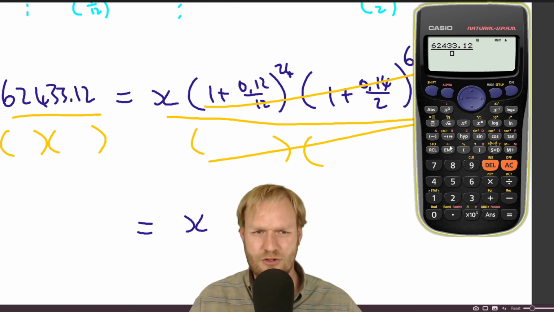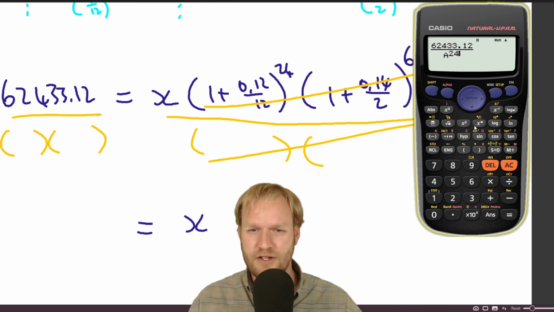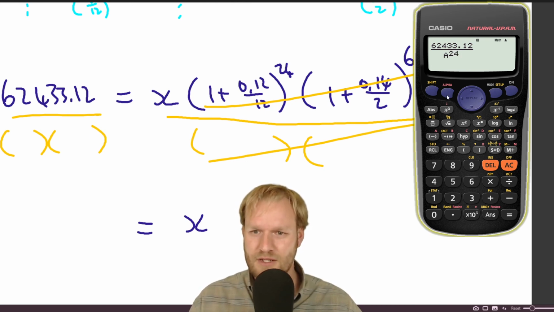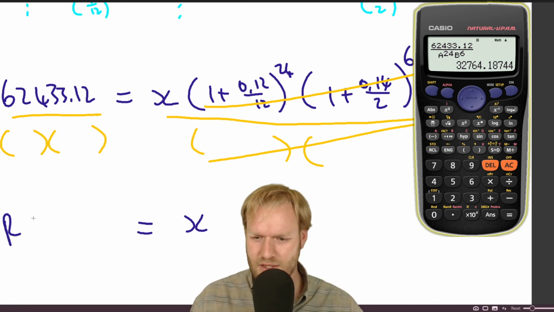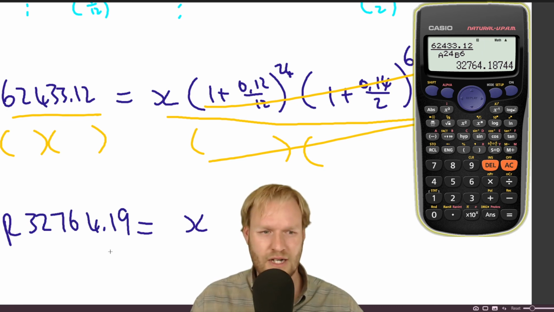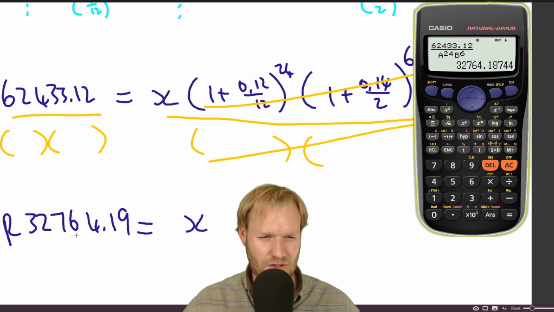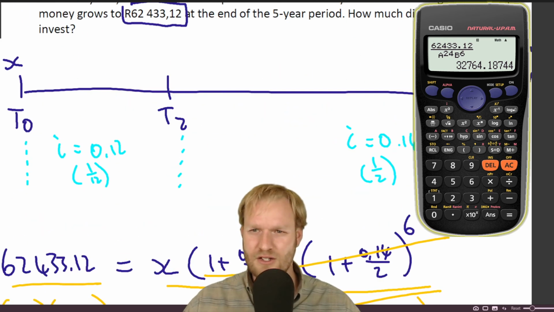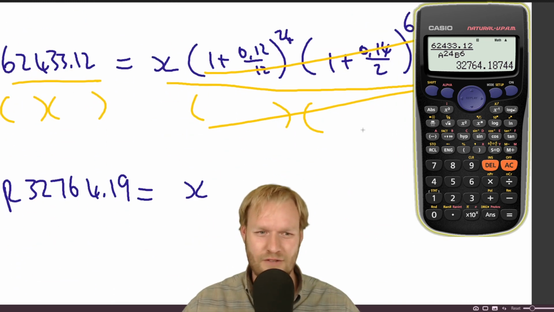Now when I go 62,433.12 divided by, using the fraction button, A to the 24, times B to the power of 6. That's why I like using those variables, because now it's quite clear what that is, and we get X equals 32,764.19. So invested 32,000 and a bit, and 5 years later grew to 62,000. Sounds like a good return on your investment. Hopefully that seems about right.